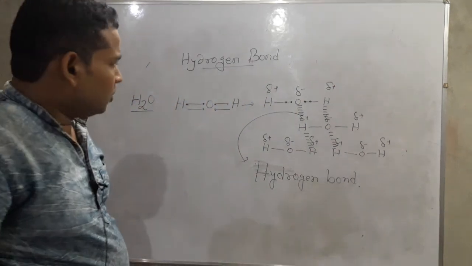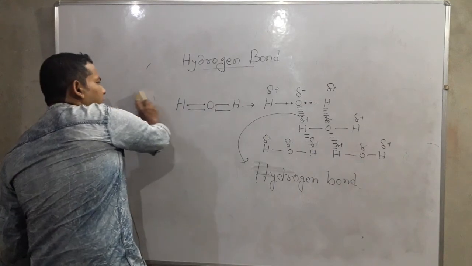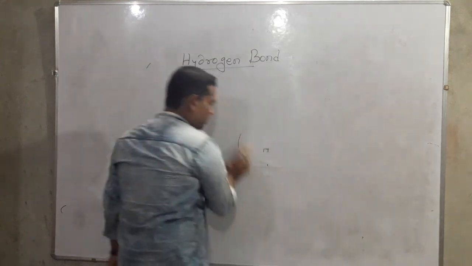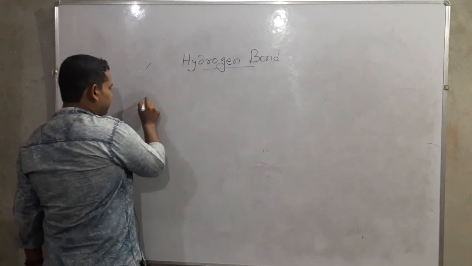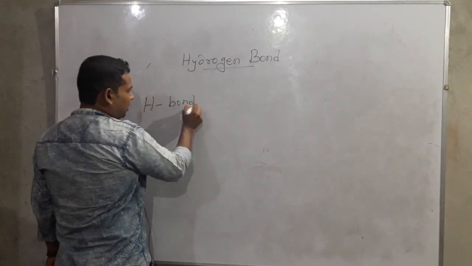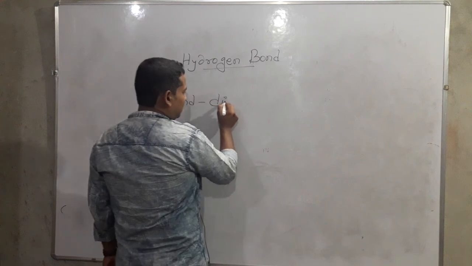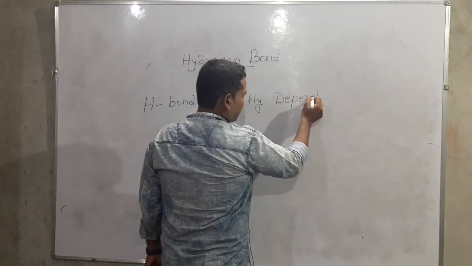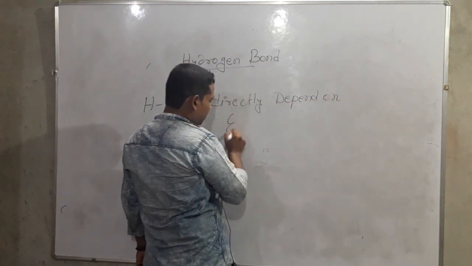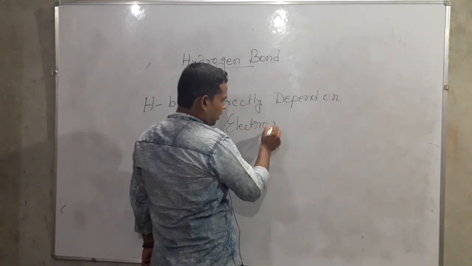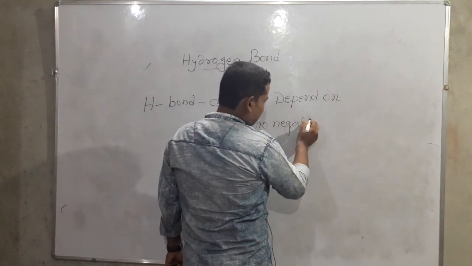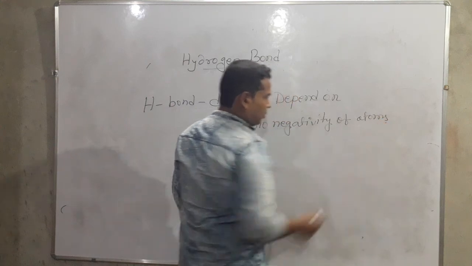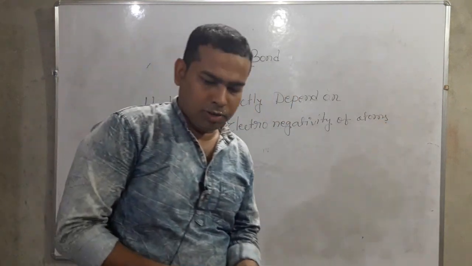Okay. So this hydrogen bond depends on the electronegativity of atoms. Hydrogen bond depends directly on the electronegativity of atoms. Clear, people? This hydrogen bond depends on electronegativity of atoms.